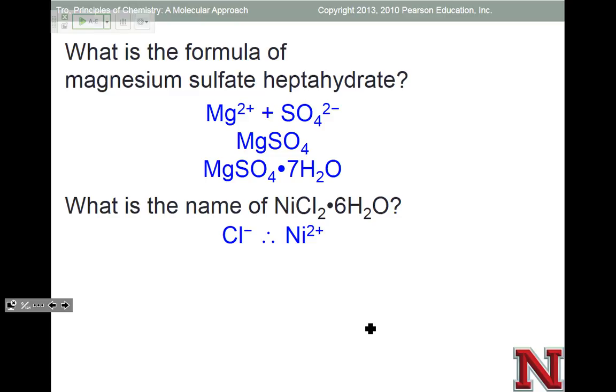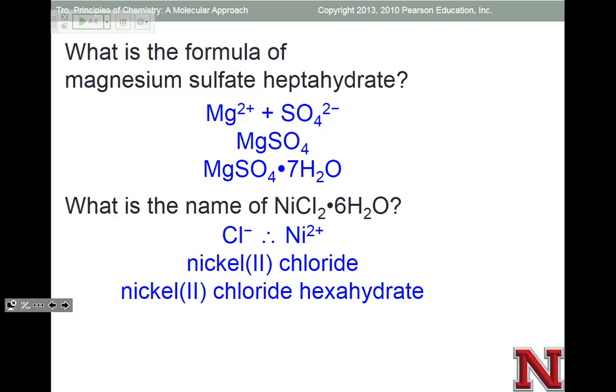Again, a good way to remember it: 6 has an X in the name, so it has an X in our prefix. So it's a hexahydrate. So it's nickel 2 chloride hexahydrate. And that's 3 separate words. Well, technically nickel 2 chloride, you don't need a space, but you do put a space between the hexahydrate.